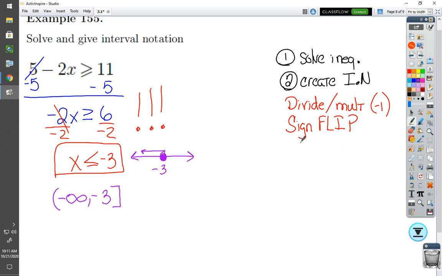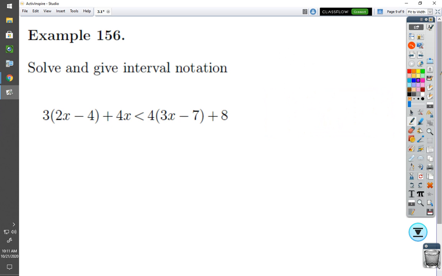And don't forget this, because that's big in inequalities. One more. Ooh, that's a big one. Go solve that one. Go solve it and then write the interval. Don't mess up solving it. People at home, get me an answer into the computer, please.